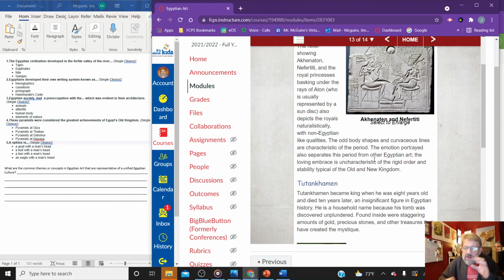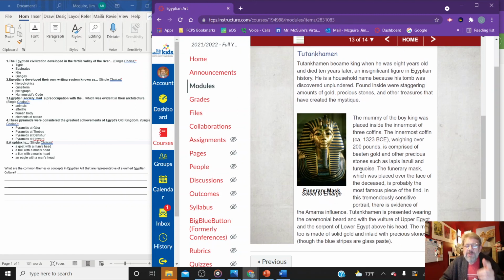Tutankhamun became king when he was 8 years old. King Tut died 10 years later. An insignificant figure in Egyptian history, he became a household name because his tomb was discovered unplundered. Inside were staggering amounts of gold, precious stones, and other treasures. And think about how many of those there probably still are that we haven't discovered yet.